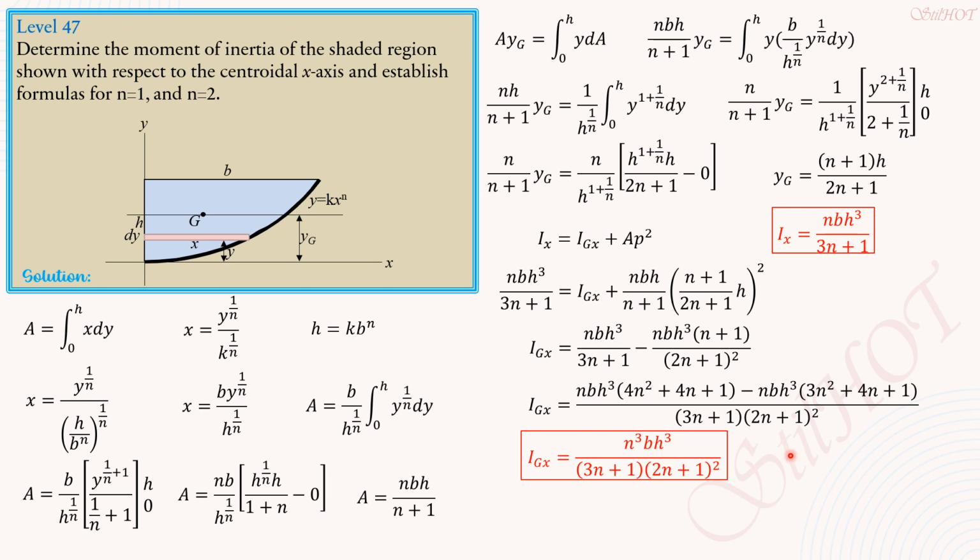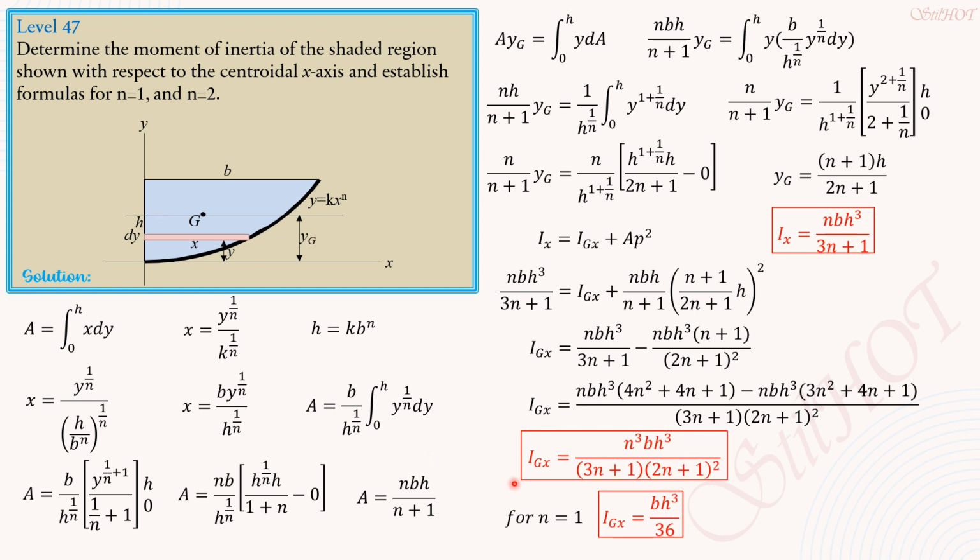So let's check. Let's establish formulas for n equals 1. When n is 1, it is expected to be a triangle, therefore it is bh cubed over 36. So 1 cubed is 1. bh cubed. 3 times 1 plus 1 is 4. Quantity 2 times 1 plus 1 is 3 square, 9. 9 times 4, 36. So it's correct. For n equals 1, I_gx is bh cubed over 36, which is the centroidal moment of inertia of a triangle.